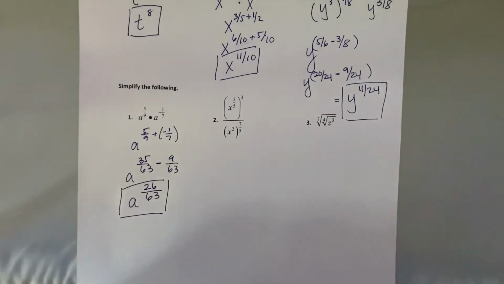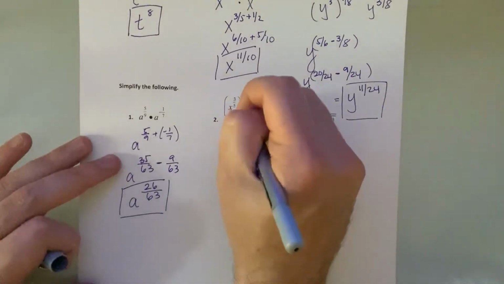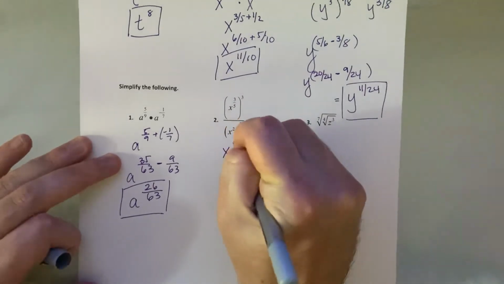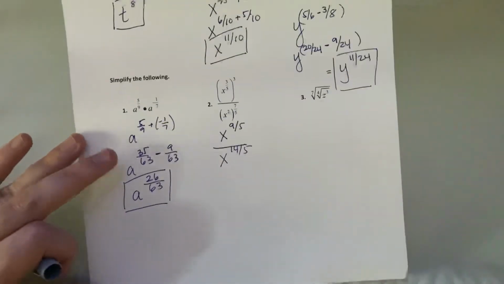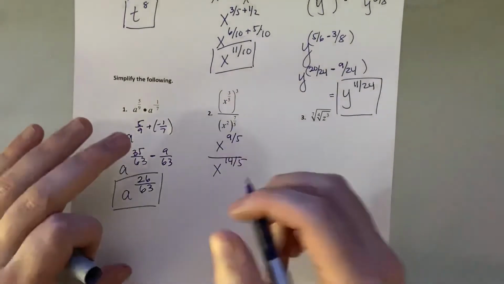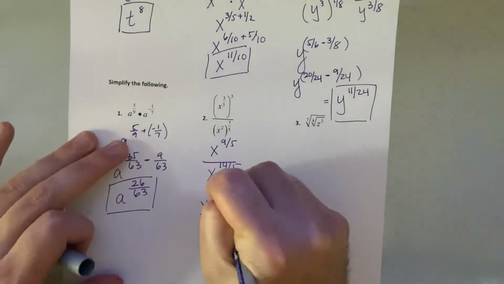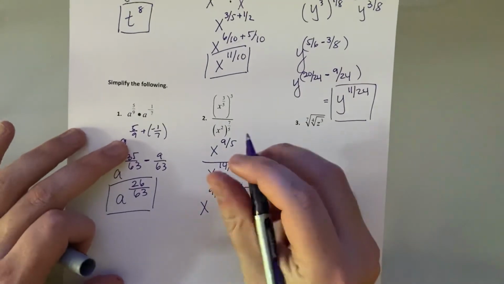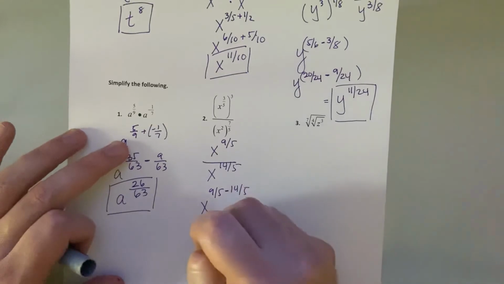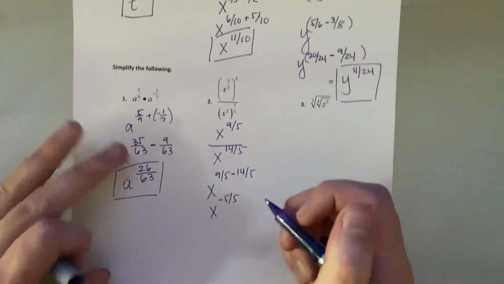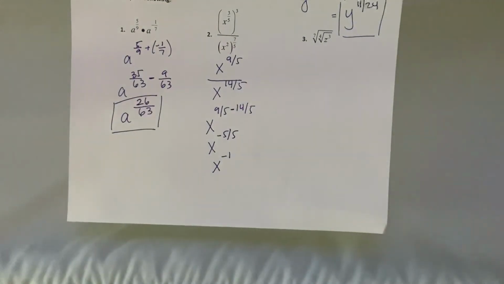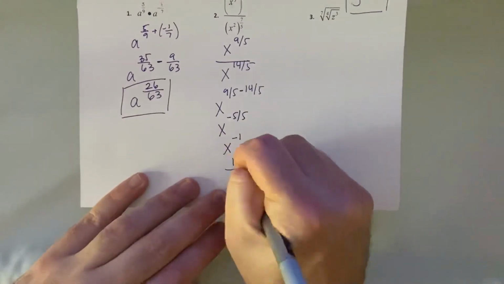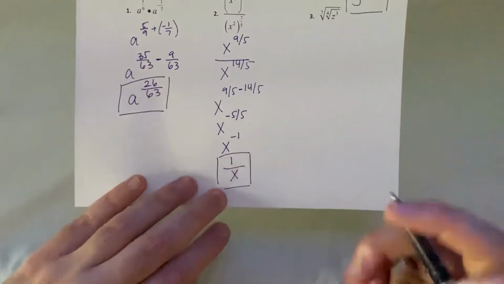x to the 3/5 cubed over x squared to the 7/5. 3/5 times 3 is 9/5. 2 times 7/5 is 14/5. Dividing with the same base, we have 9/5 minus 14/5. Already has the same denominator, so this is x to the negative 5/5, but that reduces to x to the negative 1st power. Now we know from our exponent rule section, we can take negative exponents and flip them. So this is 1 over x to the positive 1st, or 1 over x.